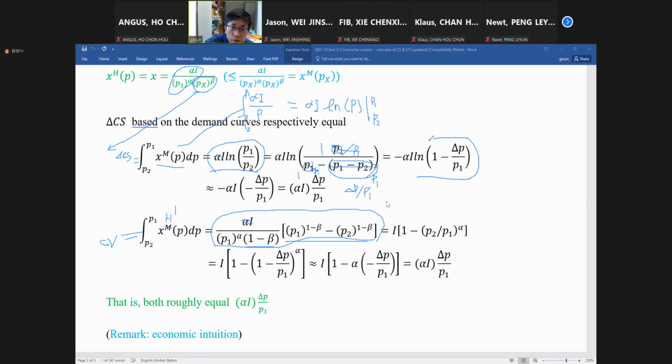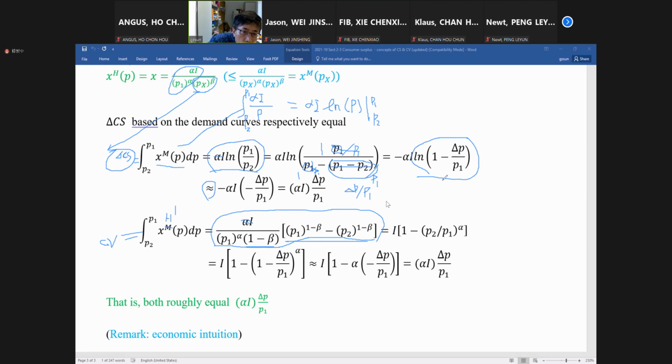So now we have already gotten a very nice result. The change in consumer surplus is a function of the percentage change in price. Only the percentage change in price matters, and the absolute value of the change doesn't matter. So therefore, we get a pretty nice result. And now let's make something roughly equal to each other.